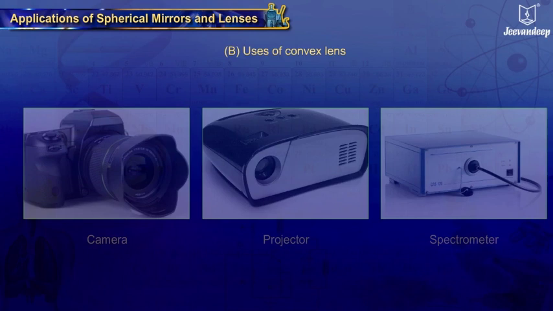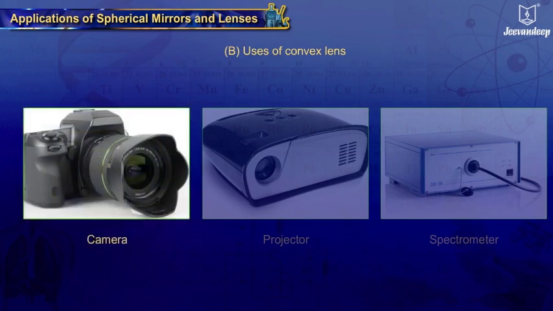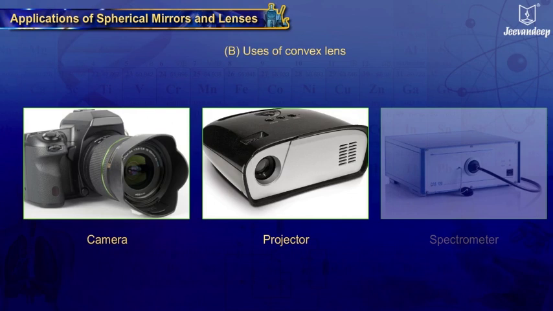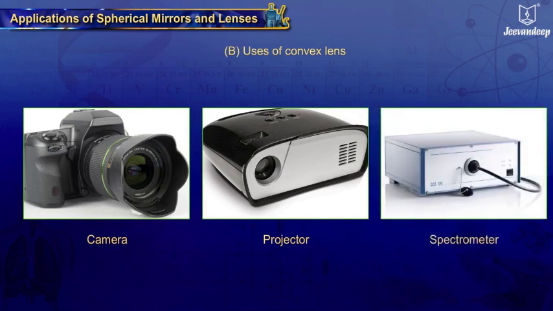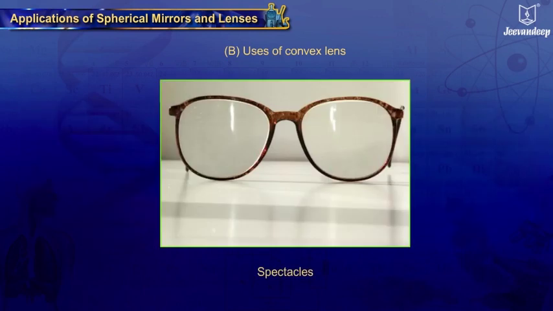Optical instruments. Convex lenses are used in different optical instruments like camera, projector, spectrometer, etc. Spectacles. Convex lens is used in spectacles to correct defects like hypermetropia.